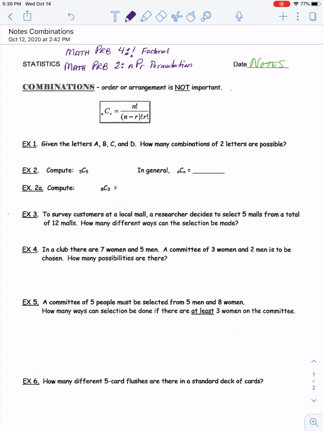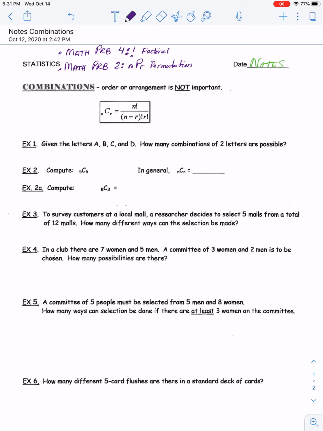Hi everyone. Today we're going to talk to you a little bit about something called a combination. Okay, so we want to go through here. It goes along with the topic of factorials and permutations. And at the top here, I put a little reminder note of where on the graphing calculator you can find both the factorial and the formula for calculating permutations.